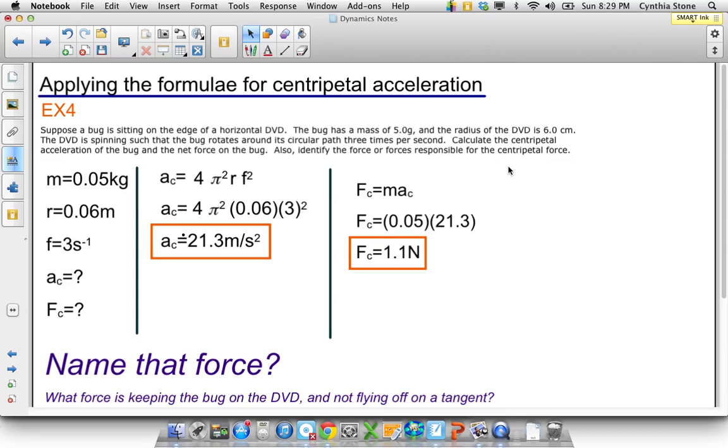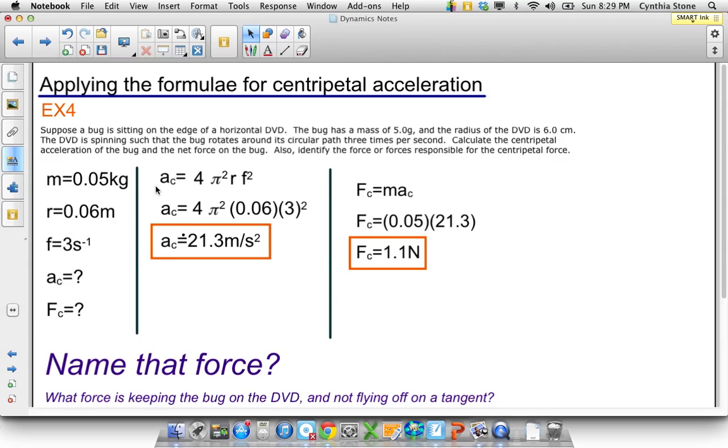So this bug is sitting on a DVD. It's horizontal, right? It says it's horizontal. And it's moving around in a quick circle. So first of all, here's all the information I have. I know the mass of the bug, I know the radius, I know the frequency. 3 times per second is the same as 3 hertz, but I chose to write it as 3 seconds to the minus 1. It's the same thing, okay? And I need these 2 things.